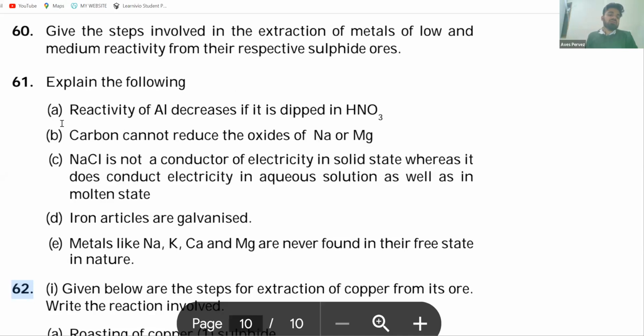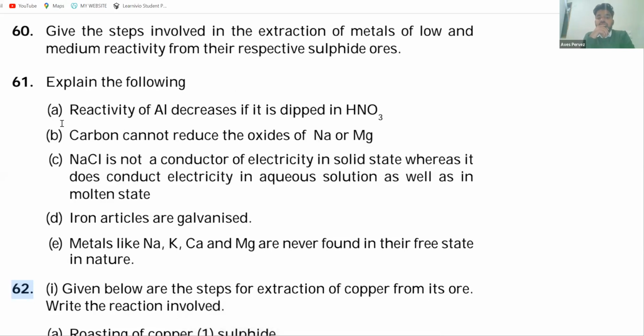Got it? Next one is: carbon cannot reduce magnesium and sodium. Tell me why carbon cannot reduce the oxides of magnesium and sodium.